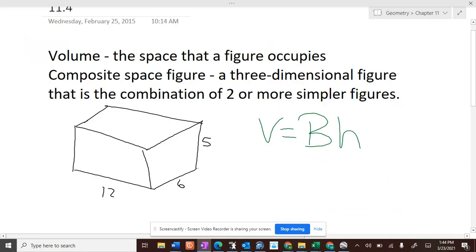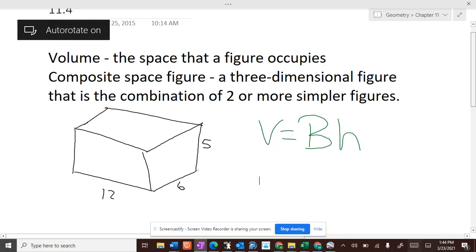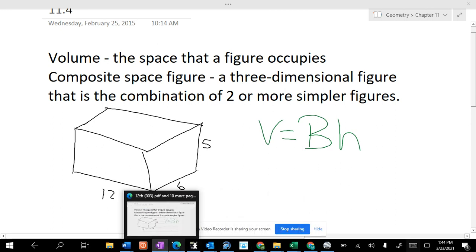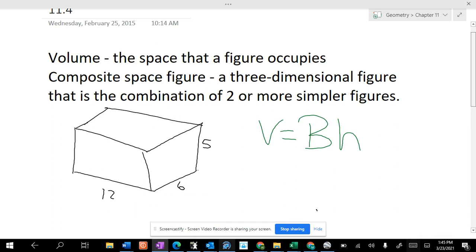All right, volume is the amount of space there is in a figure. And to find volume, you just take the area of the base times the height.